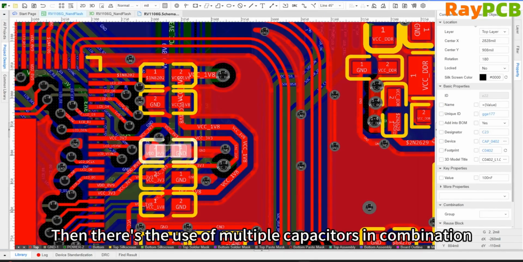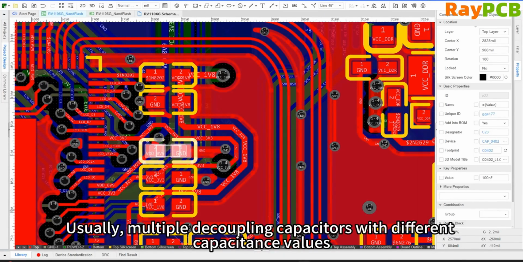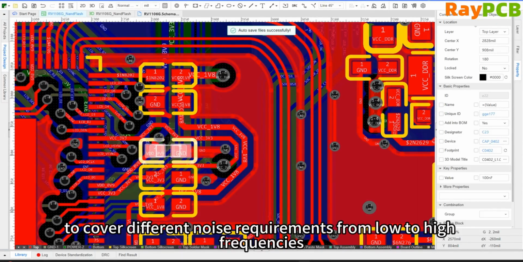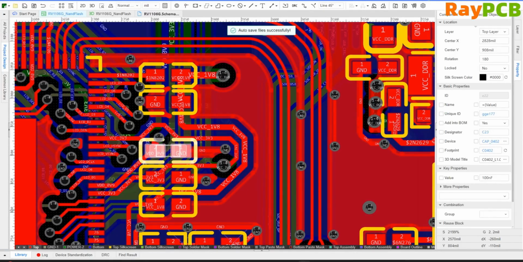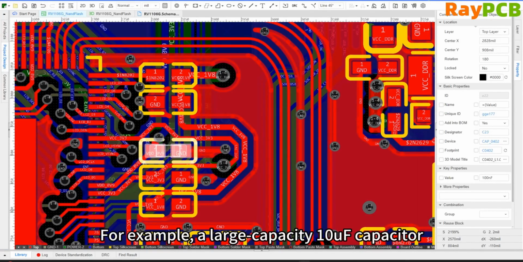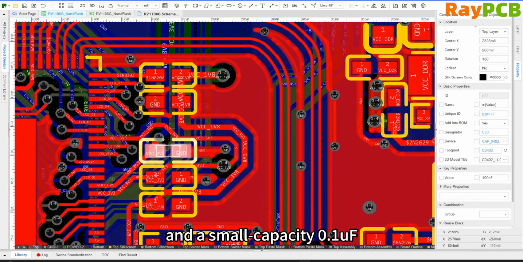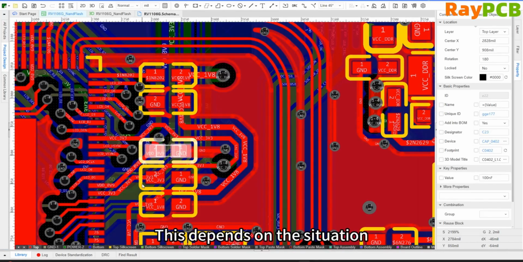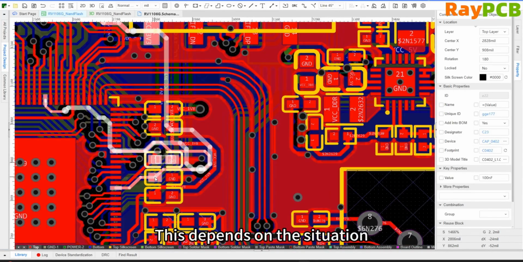Also, when using multiple capacitors together, it's usually necessary to combine several decoupling capacitors of different values to cover the varying noise requirements from low to high frequency. For example, you would use a large capacity 10 µF capacitor for a certain frequency range, a smaller 1 µF capacitor for the high frequency noise area, and a very small capacitor with a fixed value of 0 µF for specific needs. This depends on the specific situation.